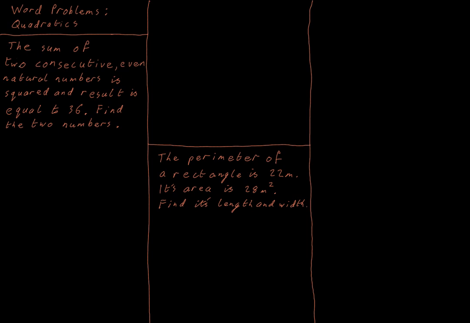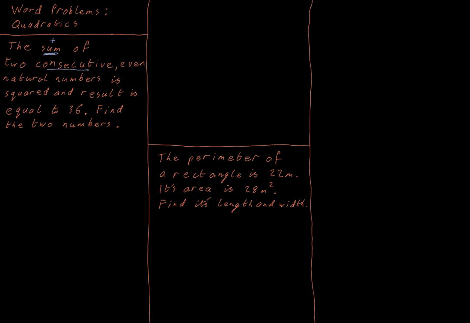The sum of two consecutive even natural numbers is squared, and the result is 36. Find the two numbers. There's a lot of jargon going on here. So if we look, what have we got? First or second word in the whole thing is sum. So sum means we are adding stuff together.